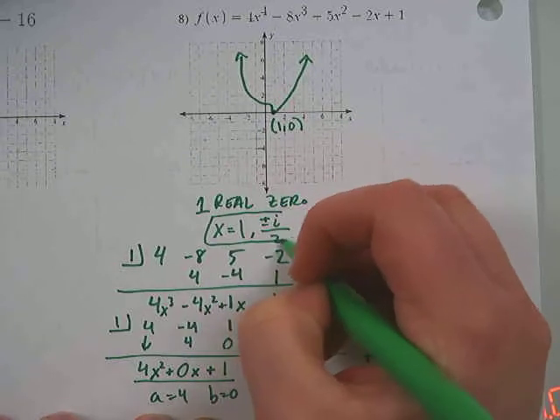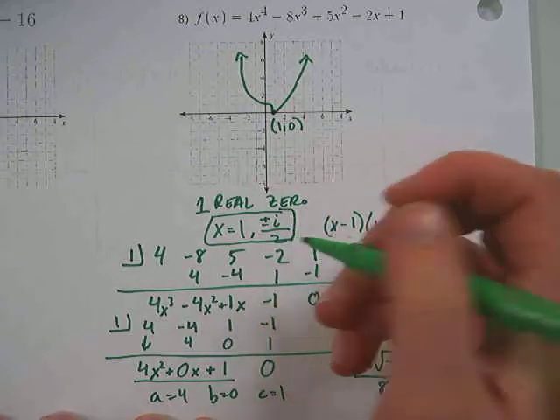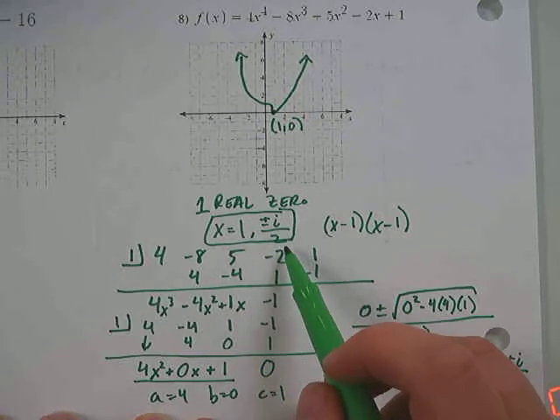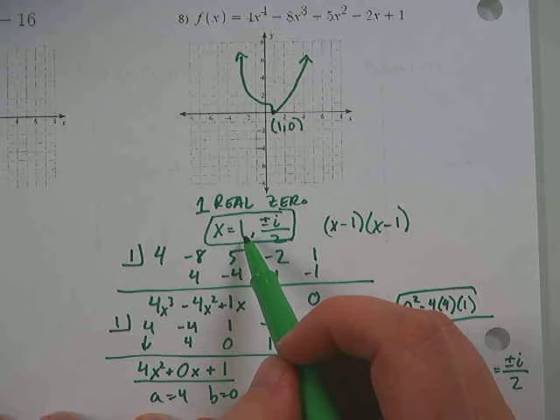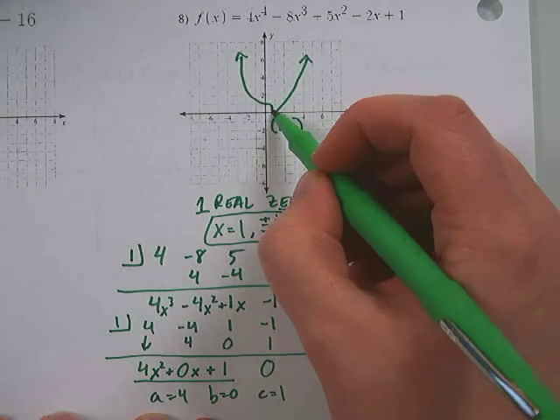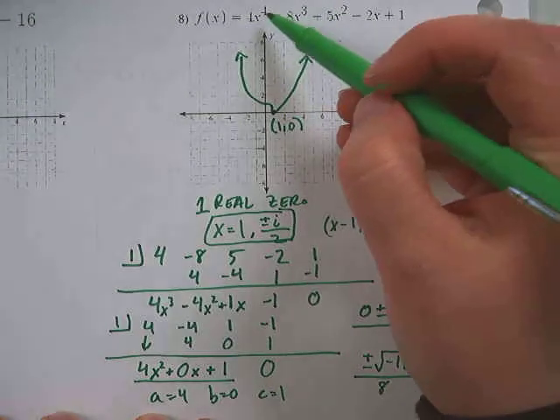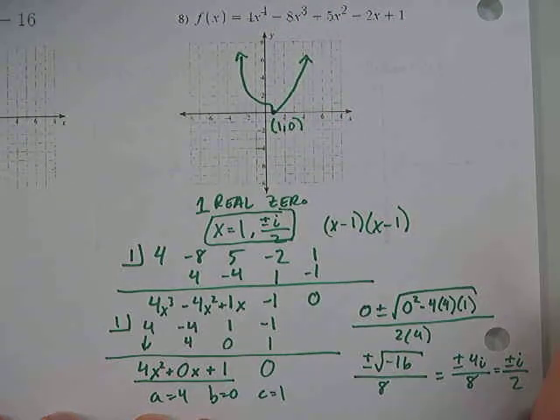So now we have all three of our zeros here. 1 and plus or minus i over 2. And remember that the 1 was a factor twice, so that counts for 2 of our zeros. So we have a total of 4 for our quartic. So there's all of our zeros.